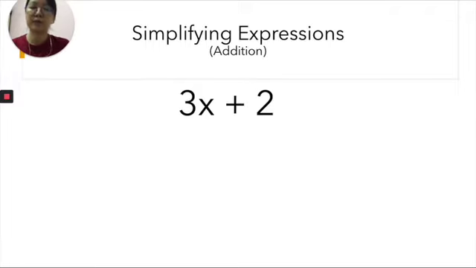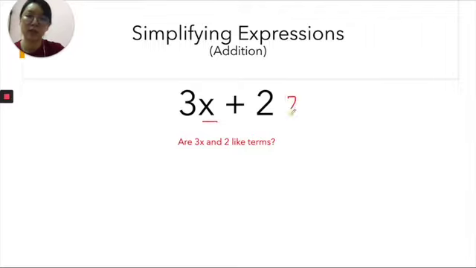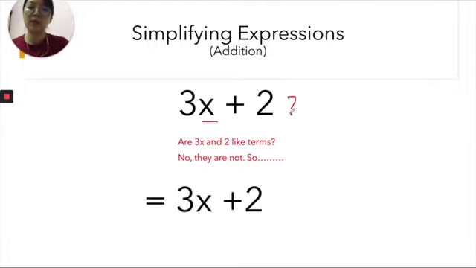3x plus 2. First check, are they like terms? I have x here. There is no x here. So they are not like terms. So what should I do? Remember the apple and orange case? If there is one apple, there is one orange, can I mix them together? No. So keep them the same. It is equal to 3x plus 2 as it is.